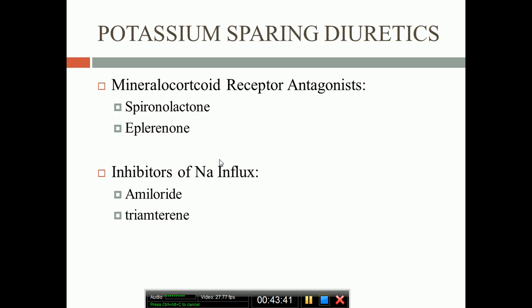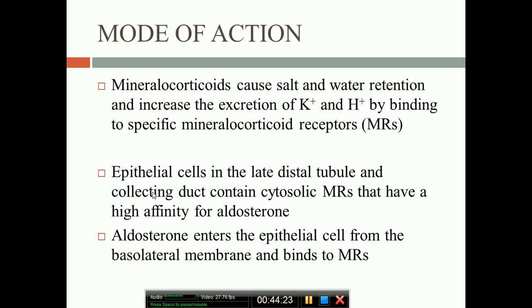So if they are administered to a patient, they leave the potassium inside the body while they excrete out the sodium only. There are two types of classes under potassium sparing. One is mineralocorticoid receptor antagonist or aldosterone receptor antagonist. In this class of drugs, we have spironolactone and eplerenone. Then we have the second type of diuretics. These are inhibitors of sodium influx. It includes amiloride and triamterene.